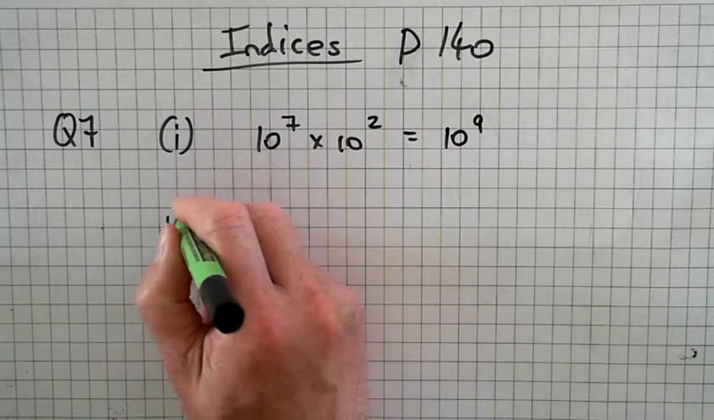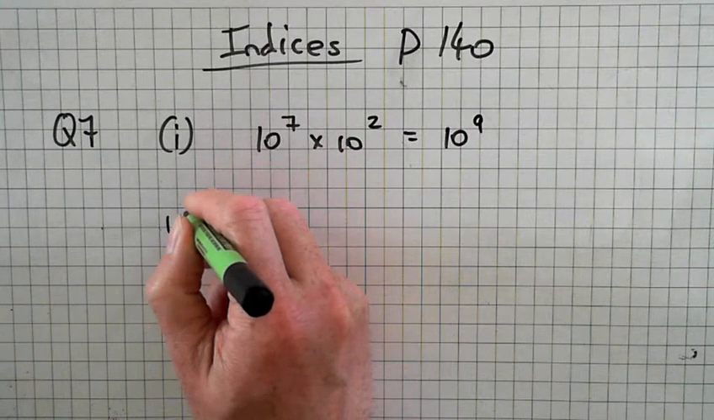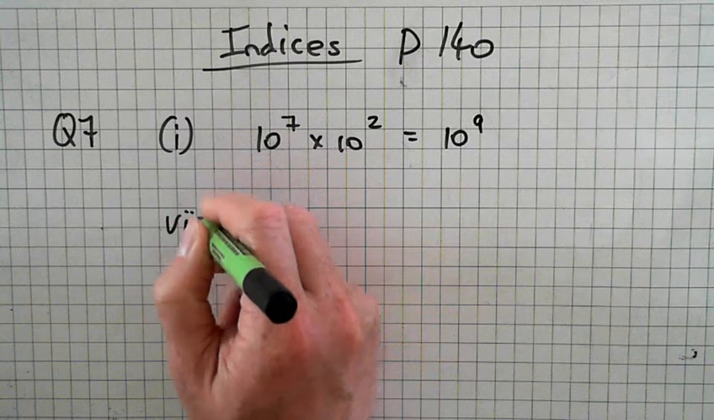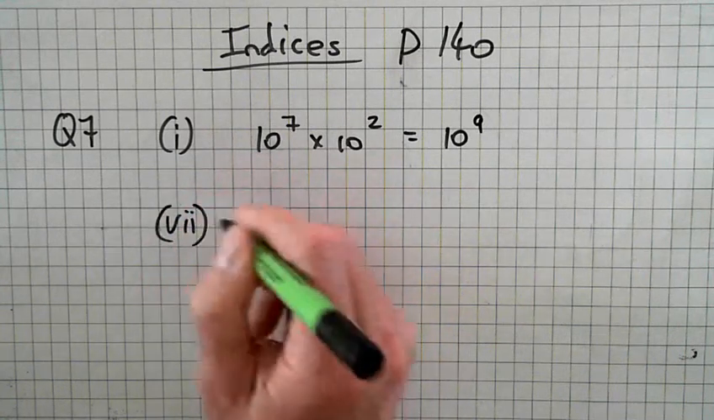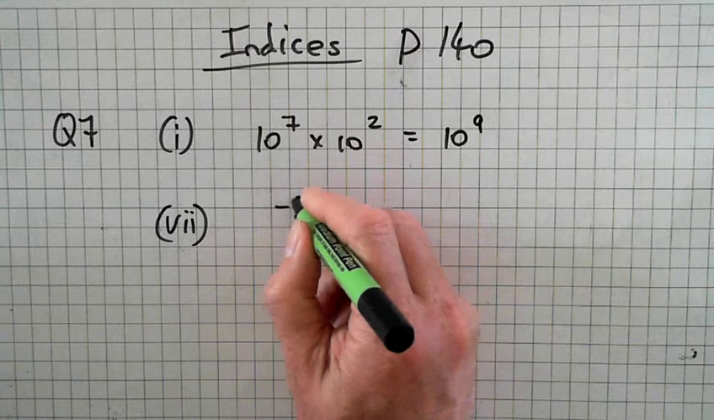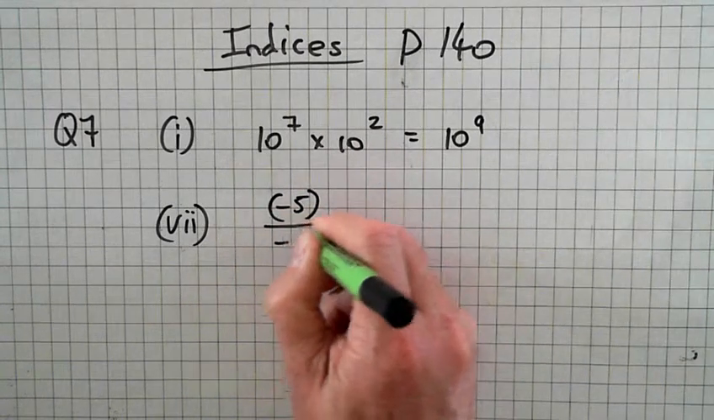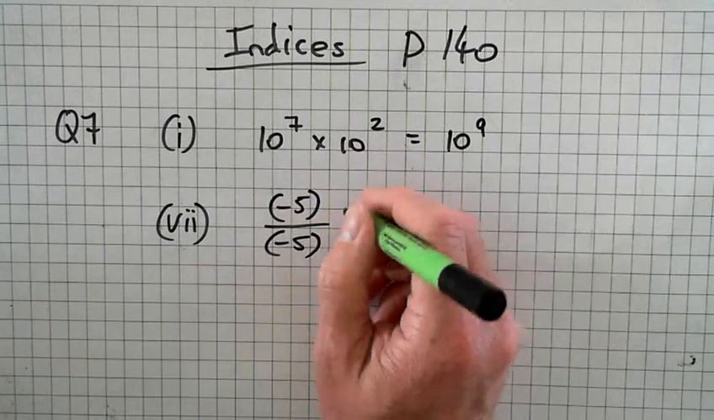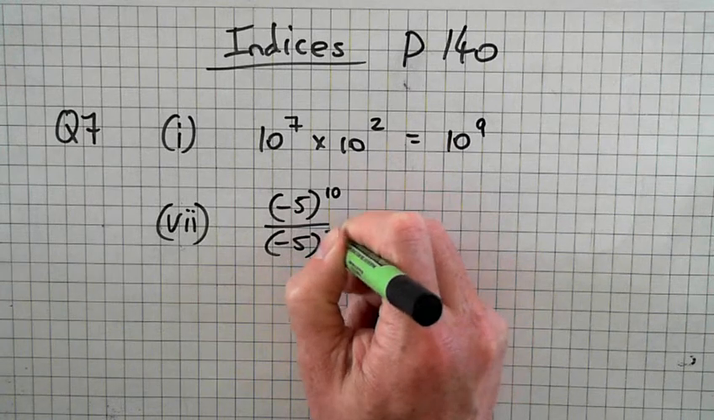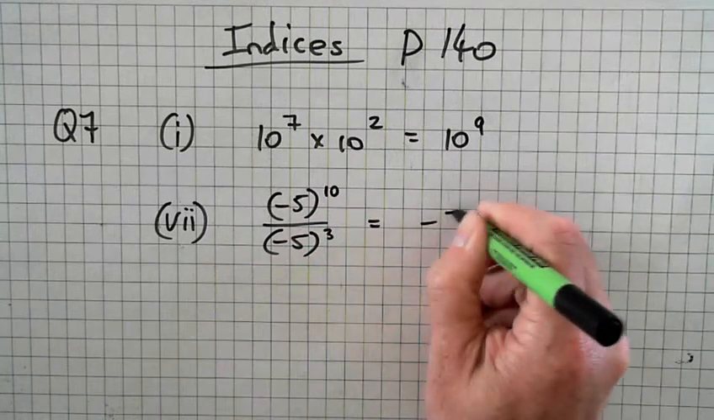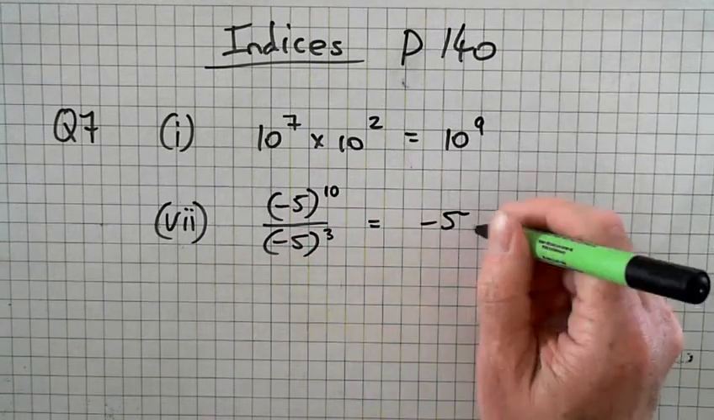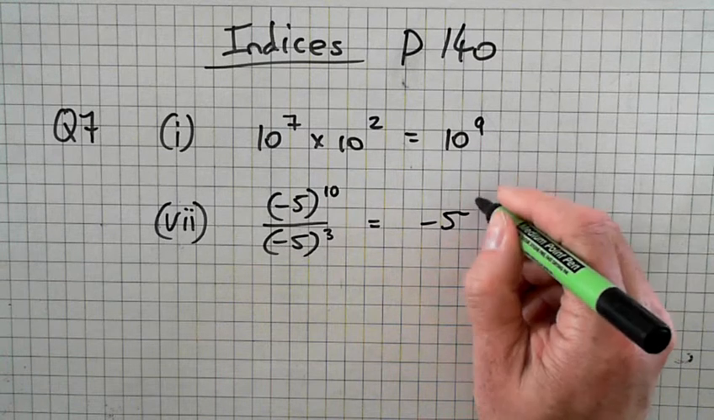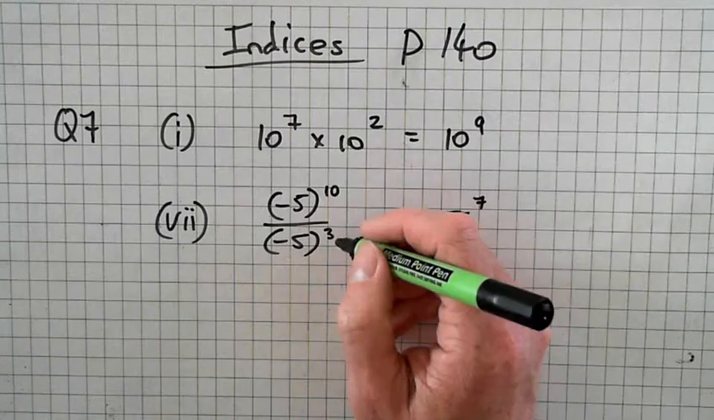We'll go on to part VII. So minus 5 over minus 5, and we've got a 10 and a 3. What's the answer here? Minus 5 to the power of 7. Subtract 10 minus 3.